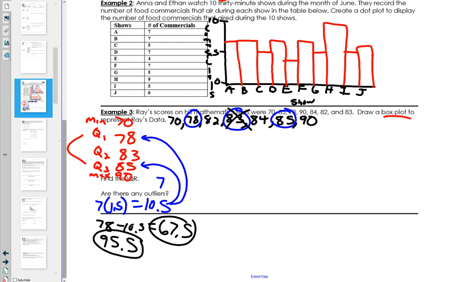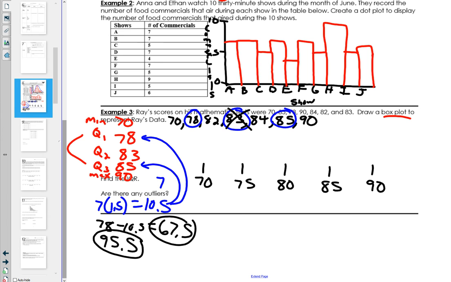That means on the box and whisker plot, I can extend my whiskers all the way to the end. So let's start at 70. Let's go by 5, so 75, 80, 85. This is my least favorite one to do freehand.